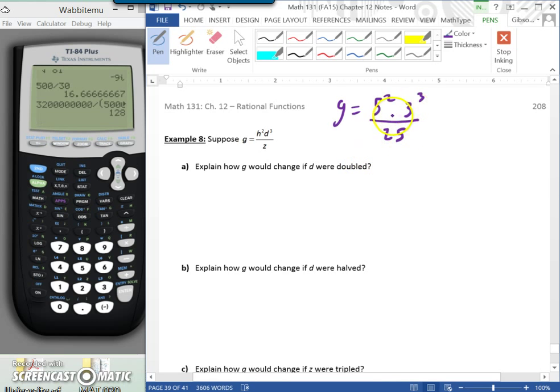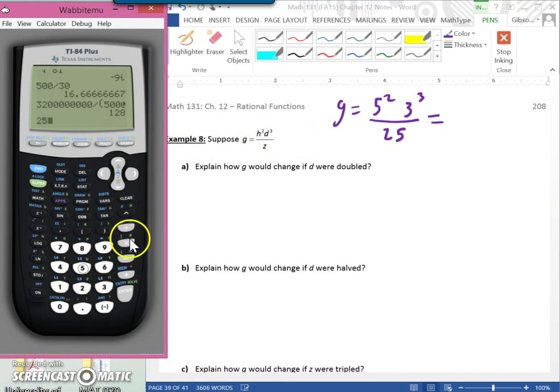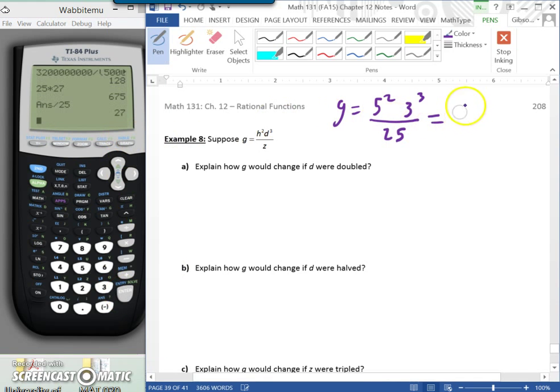Okay. All right, so we look here. We had 25 times 27, and then we would divide that by 25. Okay, so our answer here would be 27, right? Now we're asked, explain how G would change if D were doubled. So we know 3 represents our D, right?